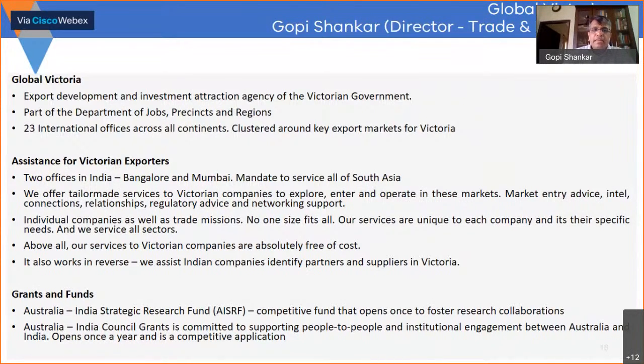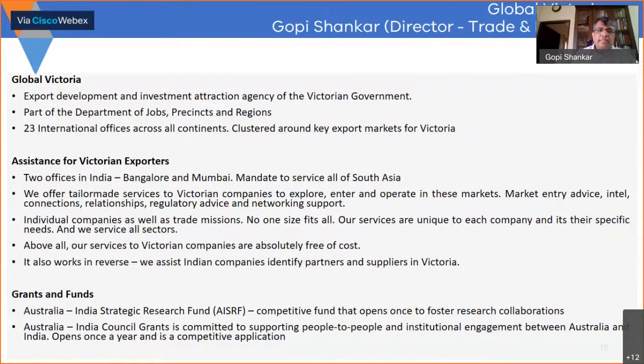But keep an eye, be in touch, and as soon as the applications open, those of you who are interested, I'd be happy to give you an alert. That's the Australia-India Council grants, and these are committed to supporting people-to-people and institutional engagements between Australia and India. And this is not limited just to academic collaborations, also to pilot programs. So if you identify a small pilot and need some support from that, this is something that can assist you.